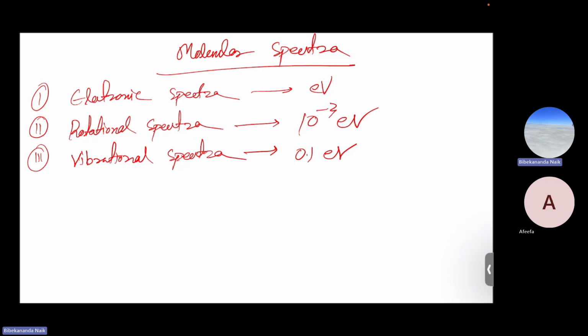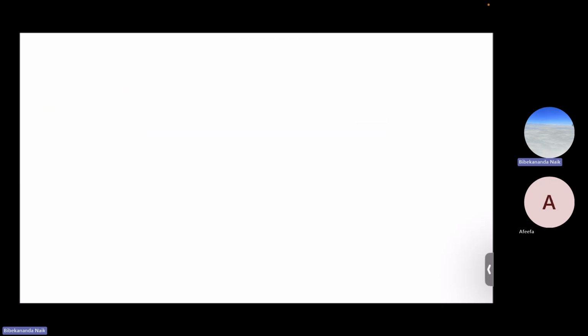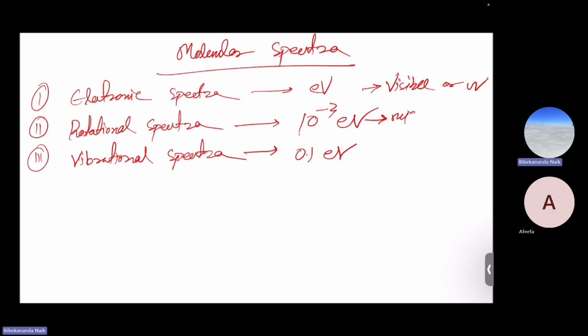Electronic spectra is in the visible or UV region. Rotational spectra corresponds to the microwave section of the electromagnetic spectrum, and vibrational spectra corresponds to infrared. So the molecules that show rotational spectra are called microwave active, and the molecules that show vibrational spectra are called infrared active.